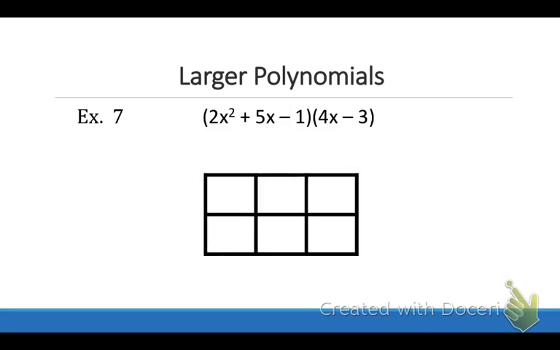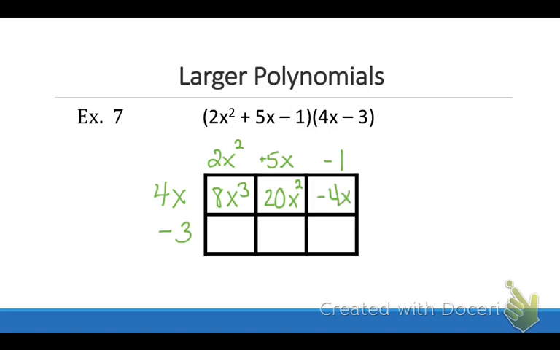Example 7, I'm going to illustrate this one again with the box method. Again, box method is good because it can be used with any size polynomials. Since I drew a 2 by 3 box, I'm going to set up the 4x minus 3 over here, and then across the top I'll put the 3 terms, 2x squared, positive 5x, and negative 1. Now I just need to multiply. 2x squared times 4x would be 8x cubed. 4x times 5x is positive 20x squared. 4x times negative 1 is negative 4x.